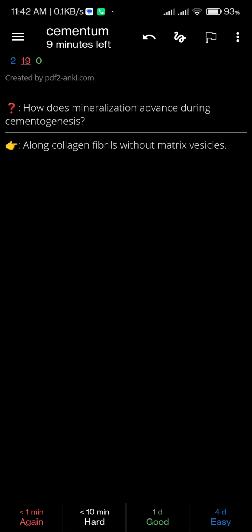How does mineralization advance during cementogenesis? Mineralization advances along cementum fibrils, along collagen fibers, without matrix vesicles.